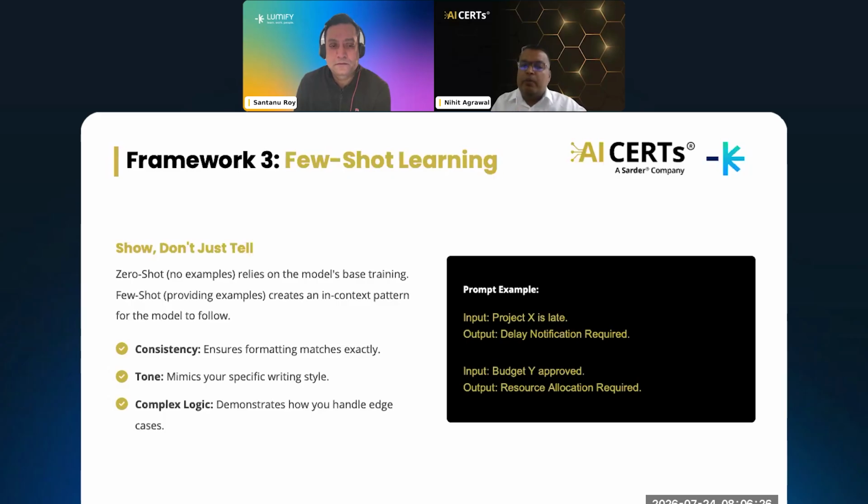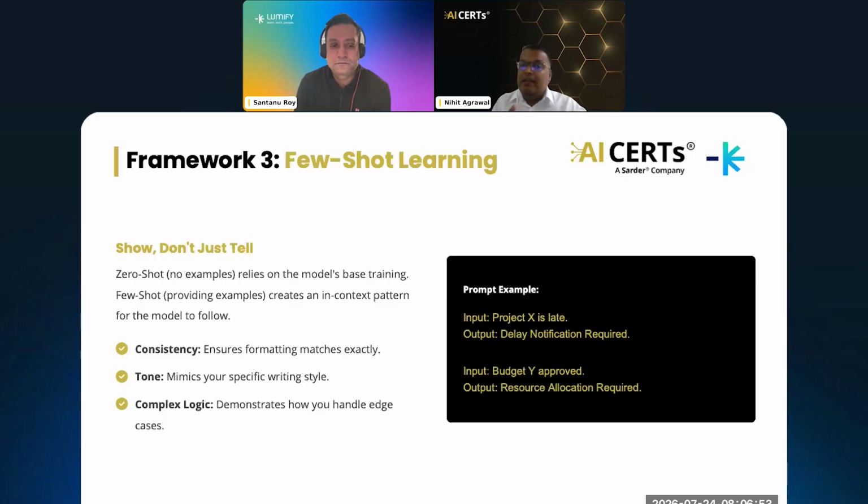In zero-shot prompting, we give the AI a task without any examples. For instance, we might simply say, classify these customer messages or write a professional email. So the AI will try its best based on its training and often does a good job. That is what it was intended for. But the challenge is that the AI must guess the style, tone, structure, and logic that we expect.